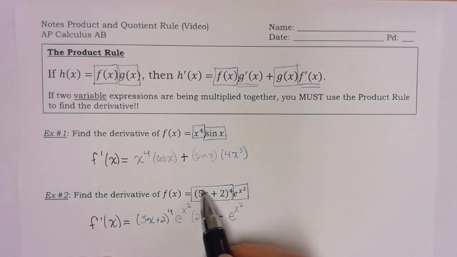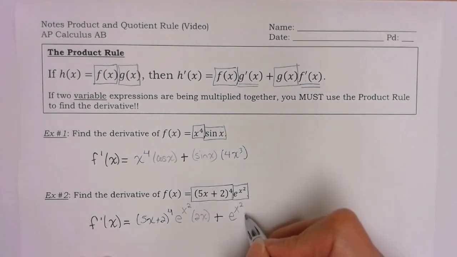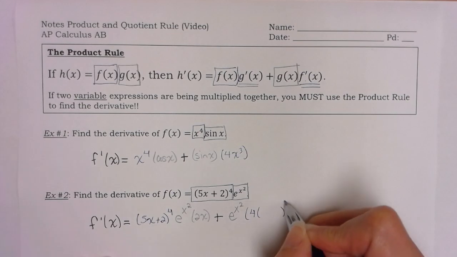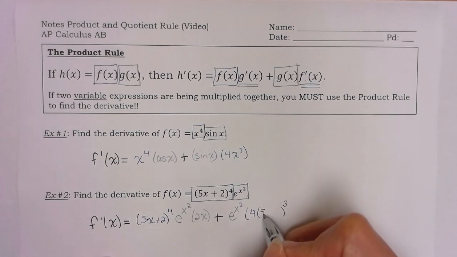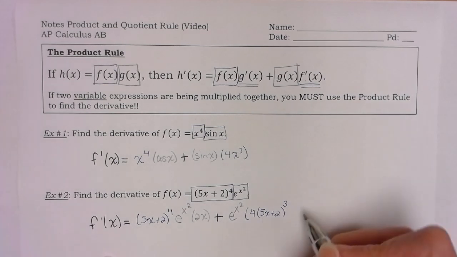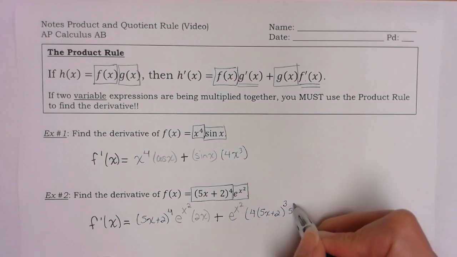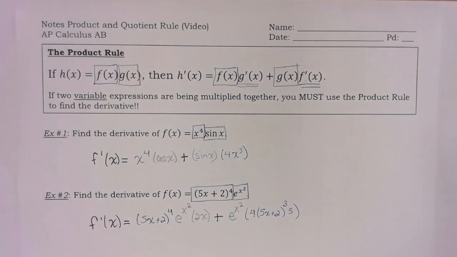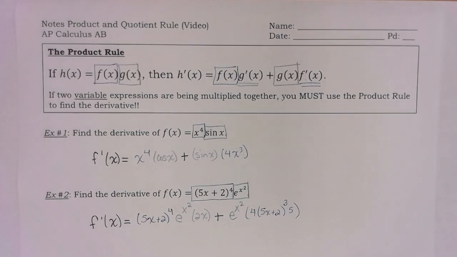So that's going to be times 4 times something raised to the third. That something is 5x plus 2. Then I need to be sure and multiply by the derivative of the inside, and that derivative of the inside is 5. Again, this can be simplified, but we are not going to do that. There's your product rule. So let's move on now to the next part, which is our quotient rule.